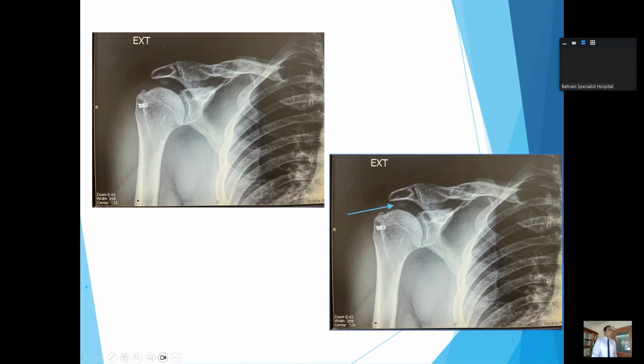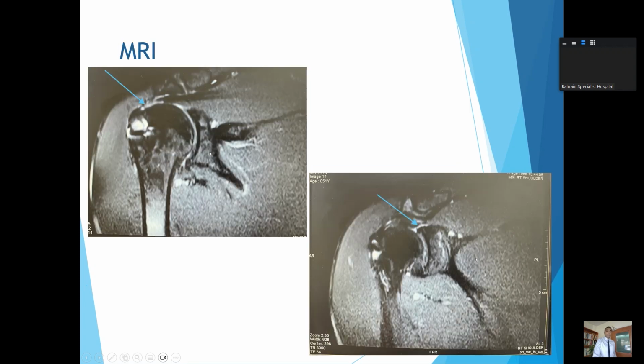On clinical examination, this patient had severe pain. He had all the tests positive, including the test for the supraspinatus tear as well as the SLAP tear. On X-ray, we can see a hooking of the acromion. This is a classical type 3 acromion, which can be better visualized in the outlet view. There is a hooking of the acromion, and also this is the old implant which was used for fixation of the rotator cuff in the first surgery.